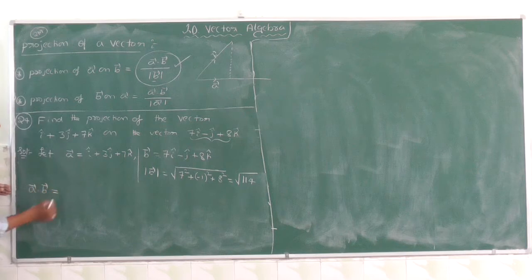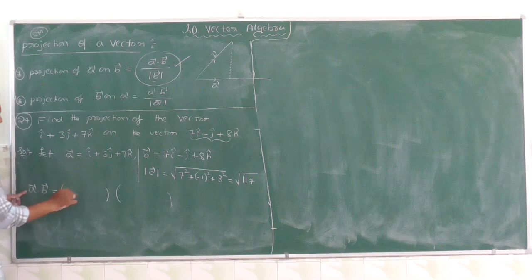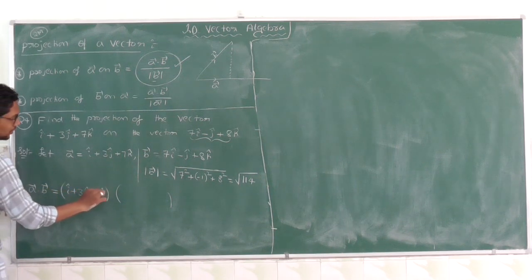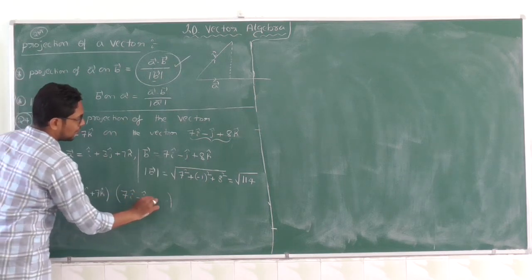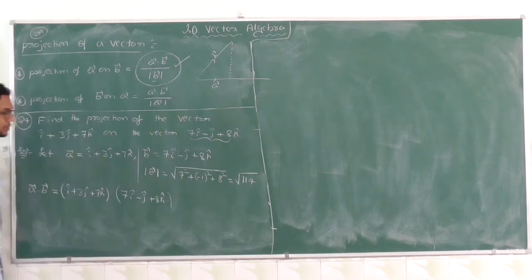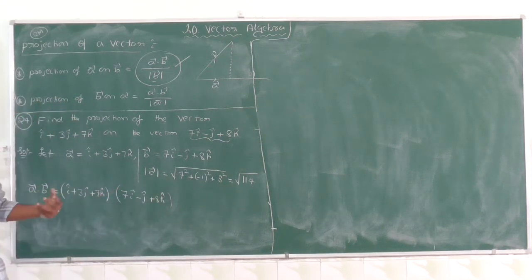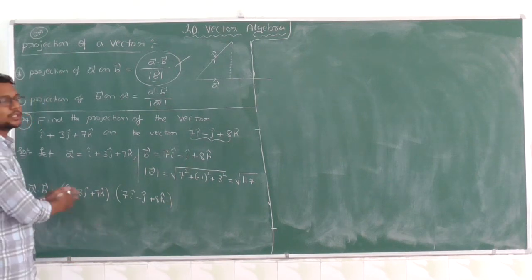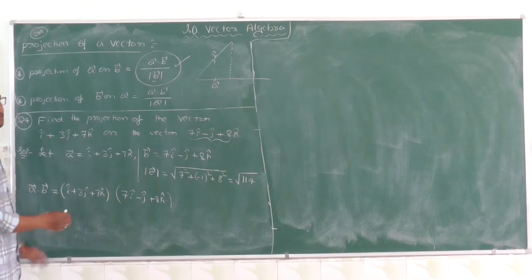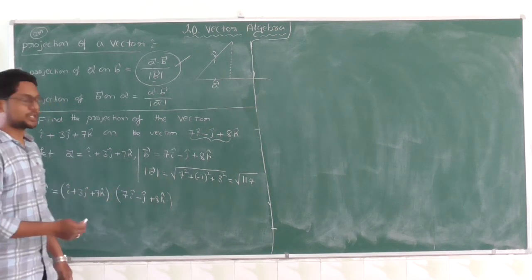How to find A dot B? A vector is i cap plus 3j cap plus 7k. Next, B vector is 7i minus j plus 8k. We know how to find the dot product of two vectors. We already discussed it in our previous classes, and you also solved more problems regarding the dot product. Dot product is what? You just multiply the corresponding components and add them.